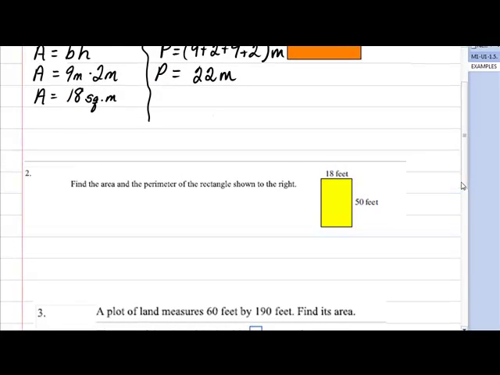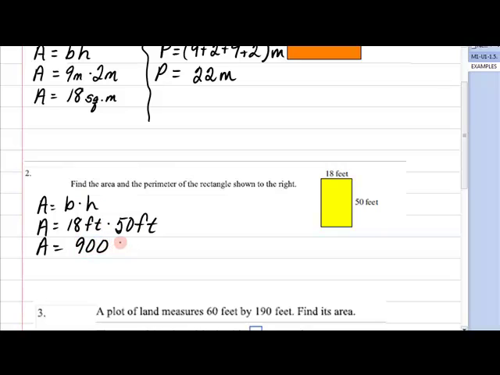Let's look at number 2. The area and the perimeter of this rectangle is what I'm supposed to find. Area, formula, base times height. You should always write that down. Area is 18 feet times 50 feet. You might want to grab your calculator, multiply 18 times 50 for 900. Because it's feet times feet, it is going to be square feet.